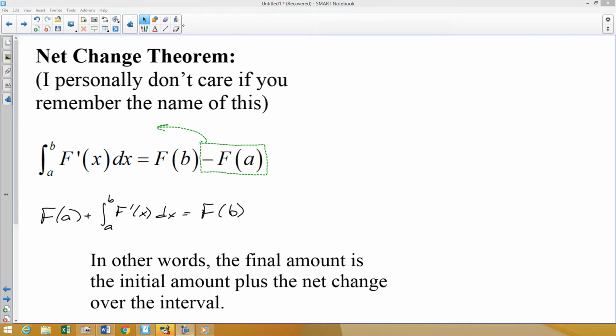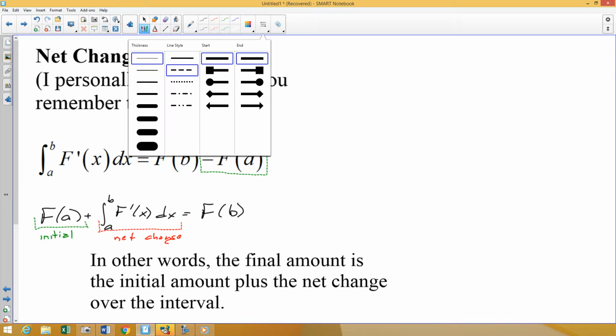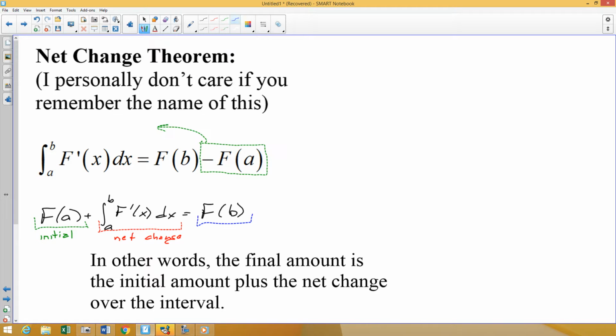So we start with the initial amount, which is right here, plus the net change, which is here, and that will give you the final amount right here. Pretty simple concept compared to some of the other things that we've done lately. So a few examples using this theorem.